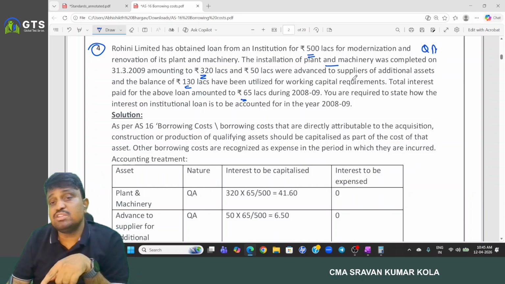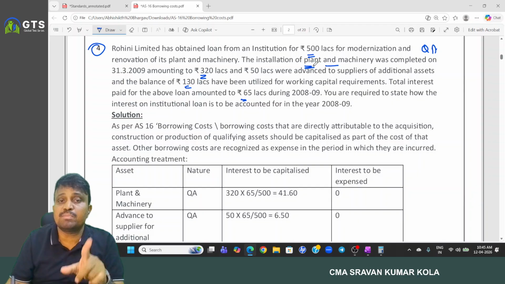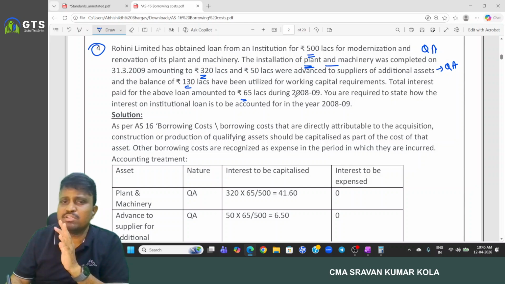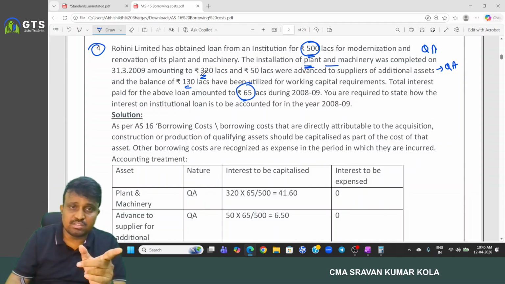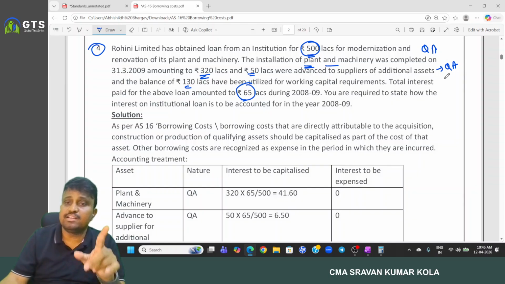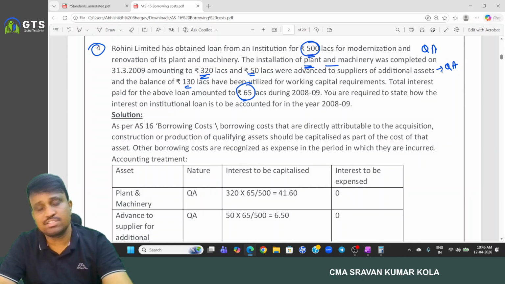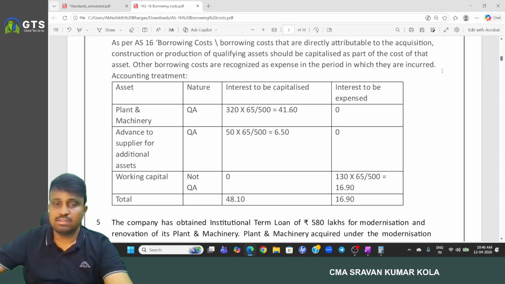And the advance given to the supplier for additional assets which will be used in the plant and machinery, then only it is a qualifying asset. And working capital can never be a qualifying asset. Of the total 500 lakh, for that you are incurring 65 lakh interest. Out of that, the first 320 and 50 lakh related interest part is capitalized, and the 130 lakh working capital related interest is expense and transferred to profit and loss account. Okay.